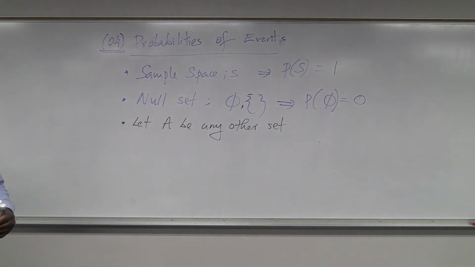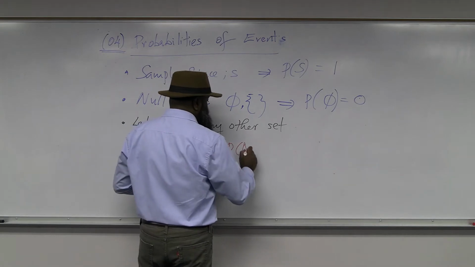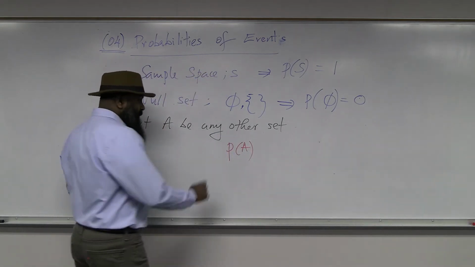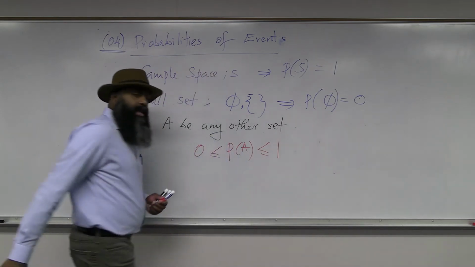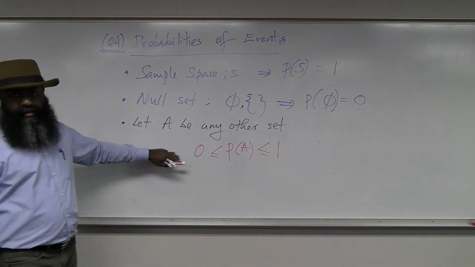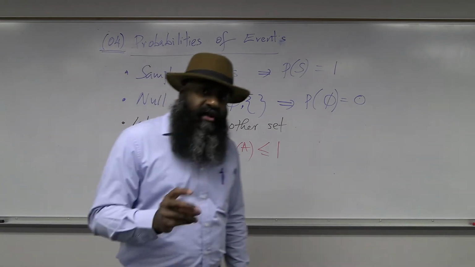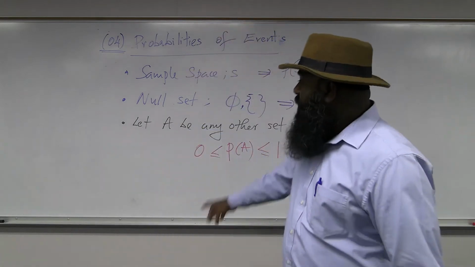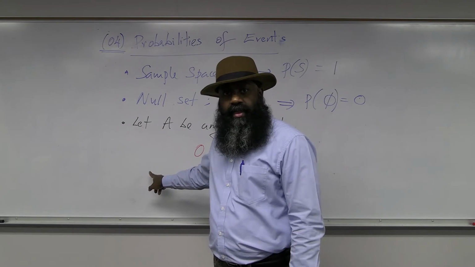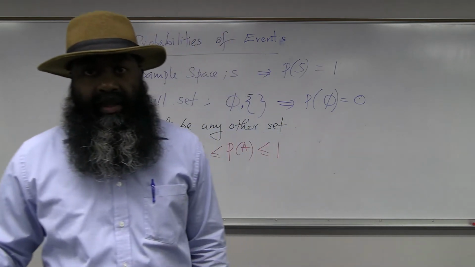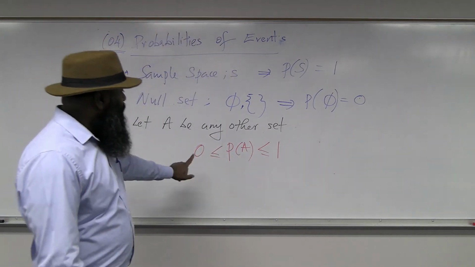Defined in the sample space S, the probability of the event A will be between 0 and 1. Now this is extremely important to remember. As a probability, if you ever write an answer which is larger than 1 or which is negative, your answer is incorrect. Always, the probability of any event should exist between 0 and 1.